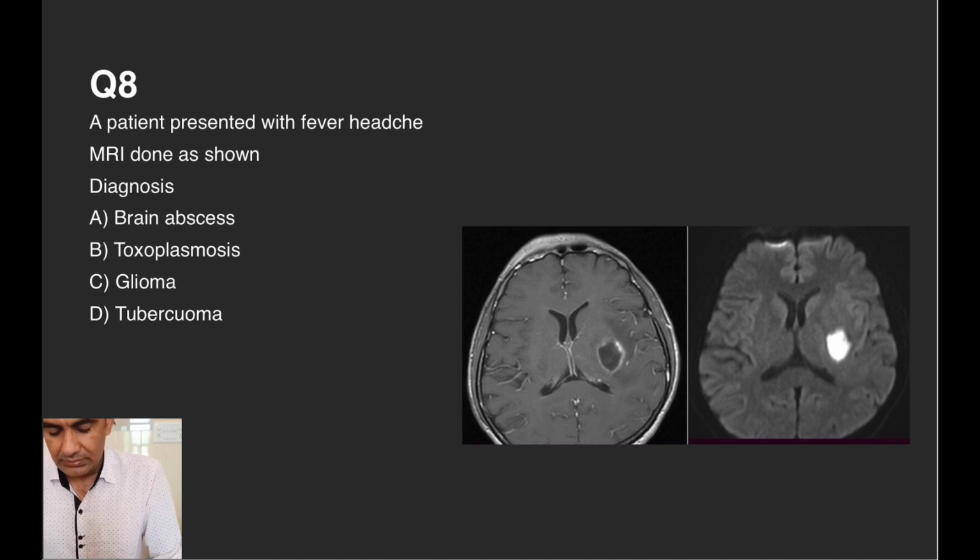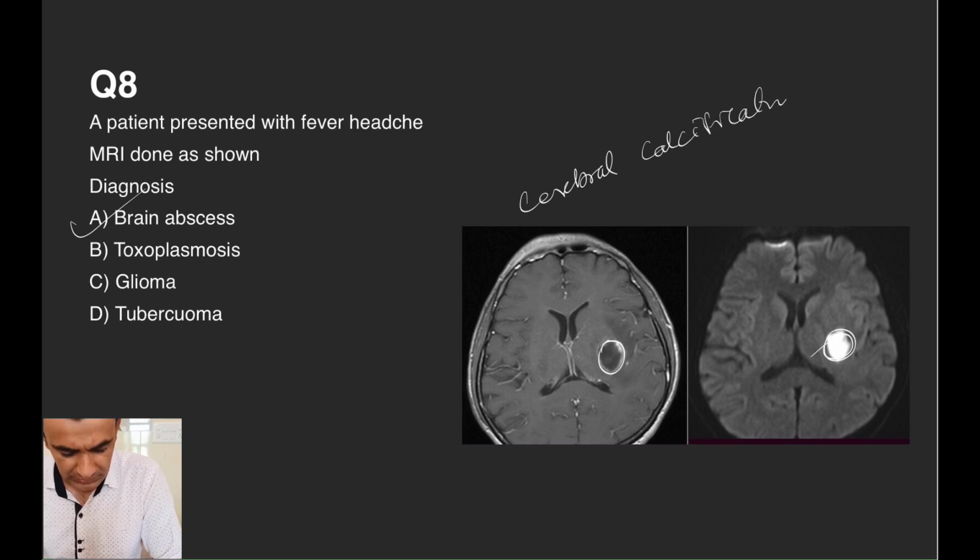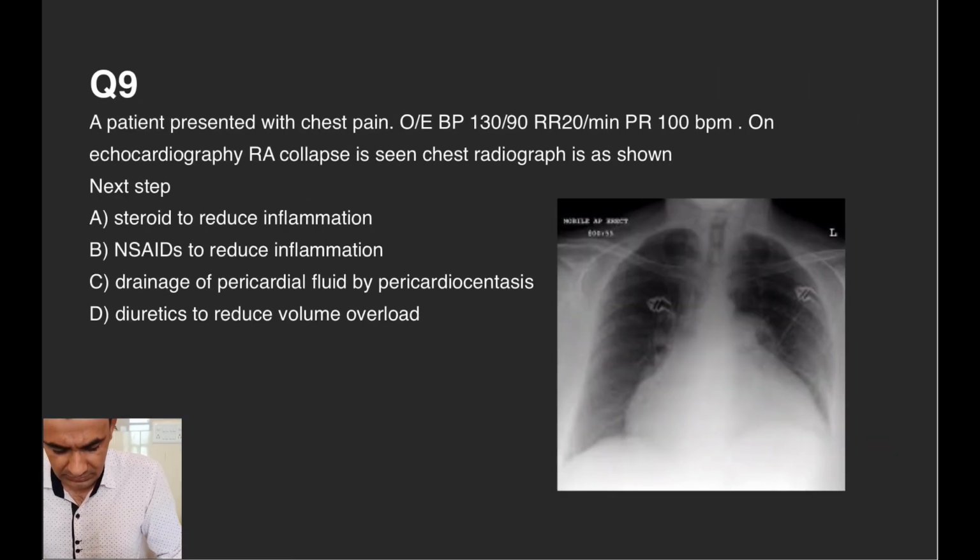Question number 8. A patient presented with fever, headache, MRI done as shown. What is the diagnosis? Patient has come with fever and headache, and in the MRI there is a ring enhancing lesion and no suppression, so this is brain abscess. Toxoplasmosis shows cerebral calcification, not ring enhancing lesion. And glioma and tuberculoma are not the answer.